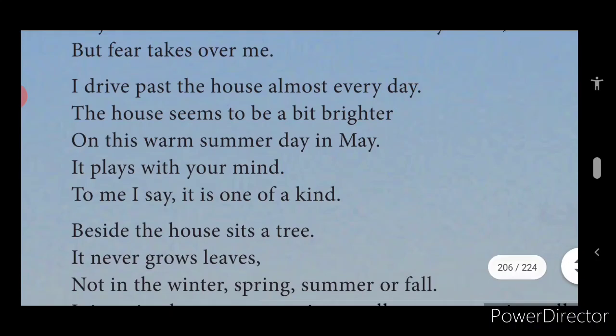I drive past the house almost every day. The house seems to be a bit brighter on this warm summer day in May. It plays with your mind. To me, I say, it is one of a kind.